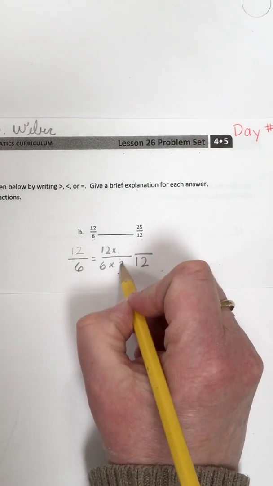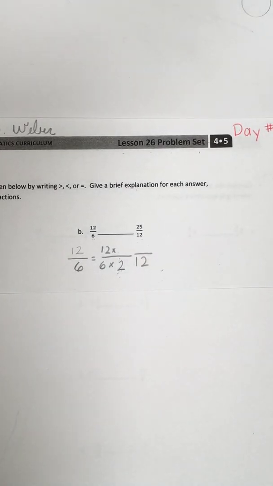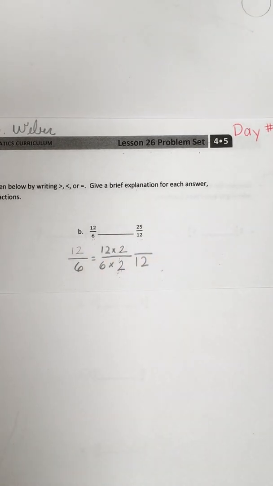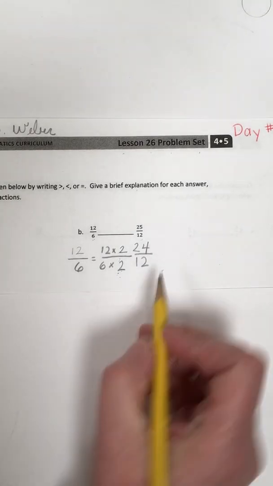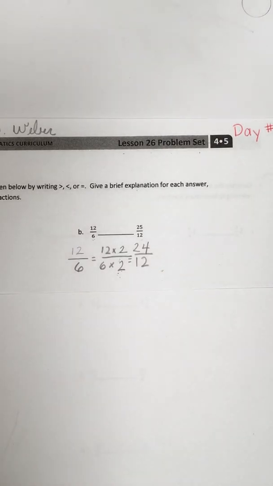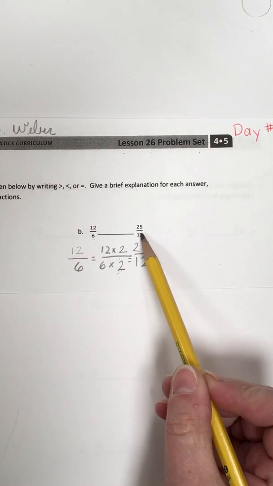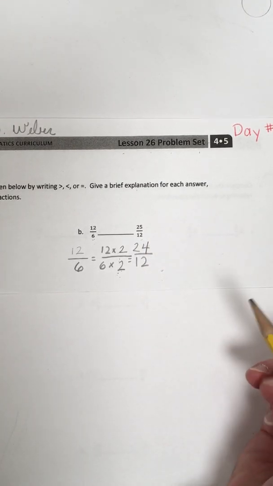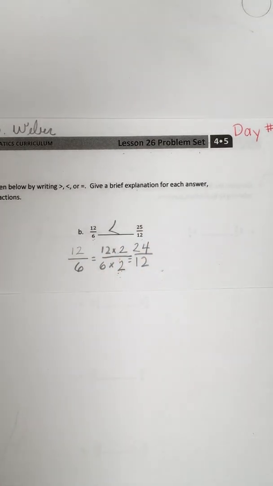6 times 2 is 12. If I multiply the denominator by 2, I have to multiply the numerator by 2. 12 times 2 is 24. So 12/6 is the same as 24/12. When the denominator's the same, I look at the numerator. The greater the numerator, the greater the fraction. Therefore, 12/6 is less than 25/12.